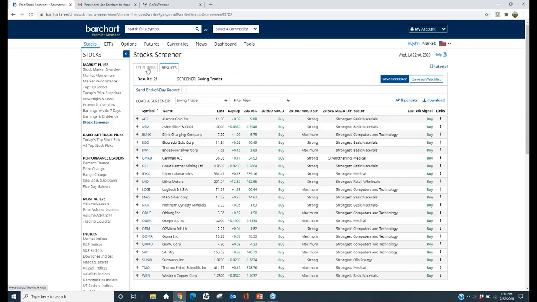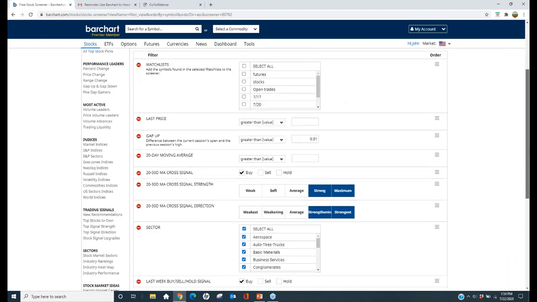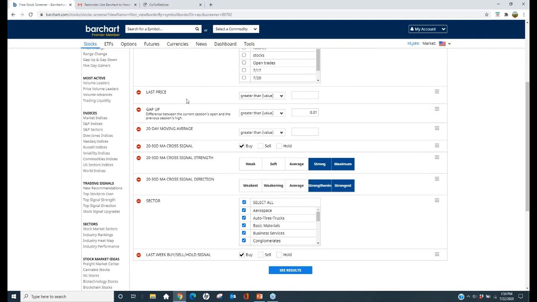So if I go into my screener and I pull up these filters, gaps, moving averages, these signals, you notice that I can filter them as well. I could look at buys and sells, or I can look at buys, sells, and holds. Again, I'm just looking from the long side. I'm going to look for my MACDs where I have a strong or maximum signal, or a strengthening or strongest signal. And down here, we also have the Barchart recommendation.